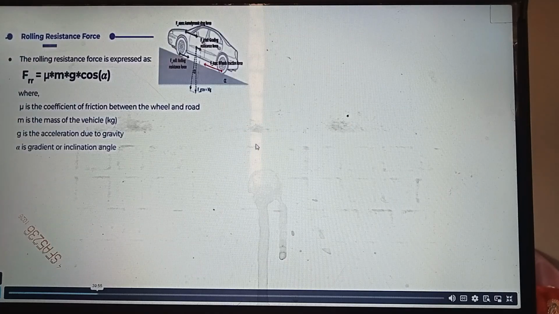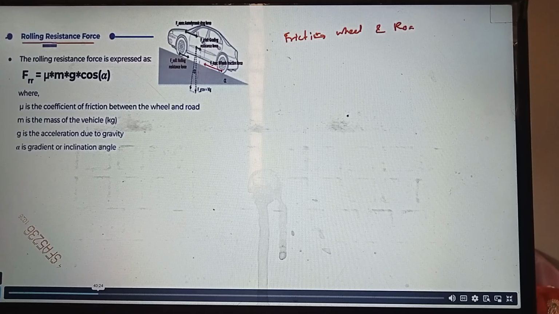Now let's start calculating these resistive forces and understand them slowly. So the first one is rolling resistance force. What does the term rolling mean? When the wheel rolls, you can associate. So basically, when a wheel is rolling, there is friction between the wheel and the road. Very simple, right? When the vehicle is moving, there will always be some friction between the road and the wheel. So that is a resistive force. And how do you calculate it?